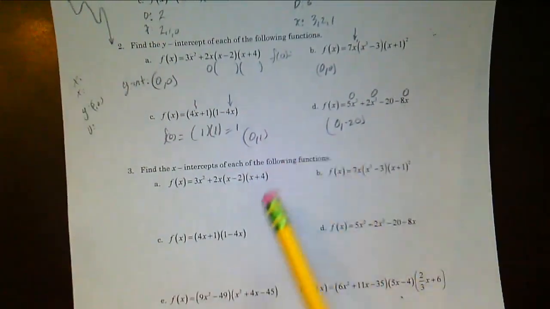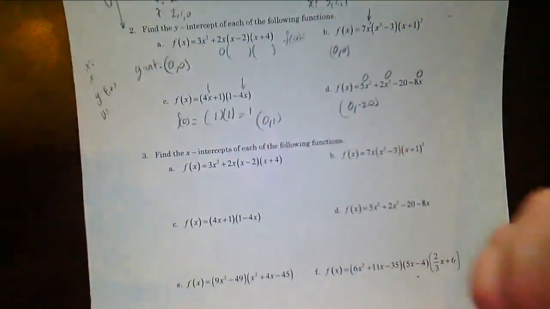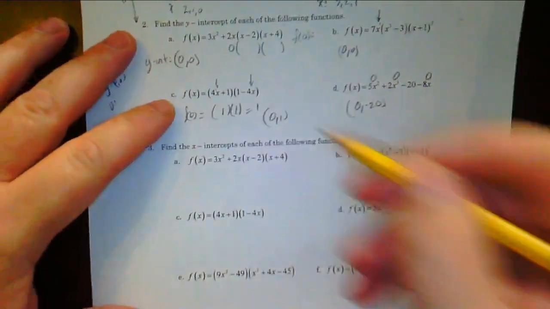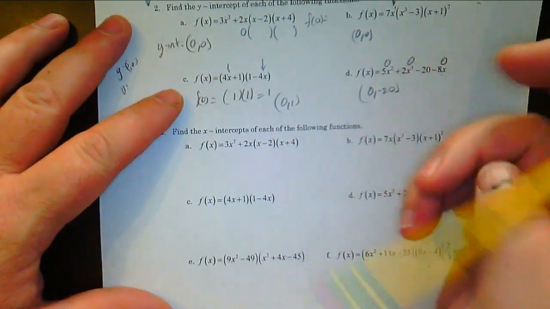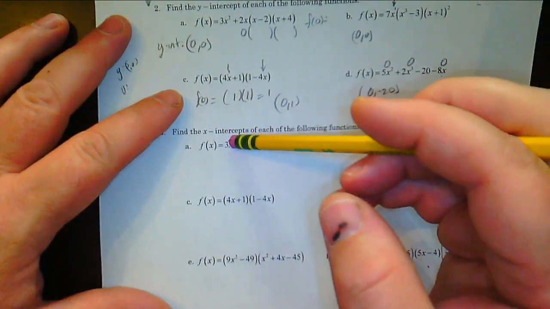Okay. So find the x-intercept for each of these. So we have to set it equal to 0, and we have to factor. So when I see this right here, this one's a little tricky. 3 plus.